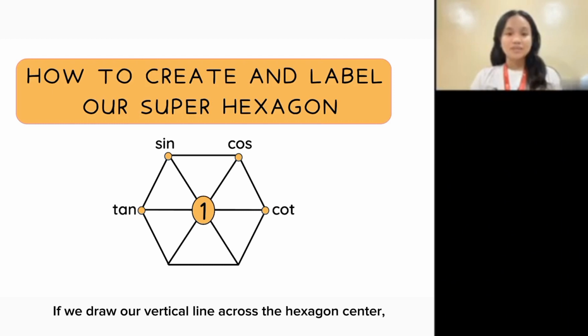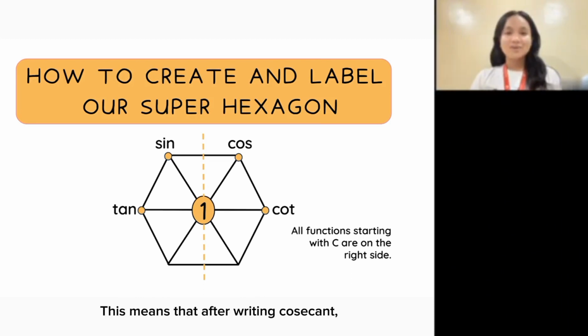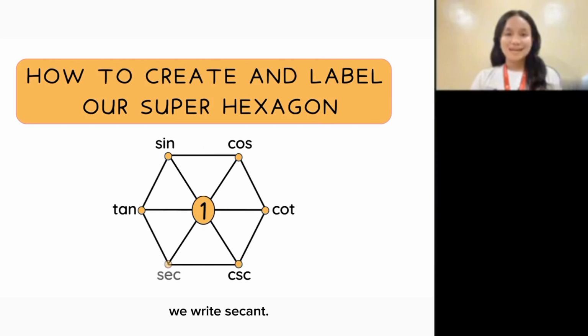If we draw a vertical line across the hexagon center, 3 vertices on the left and right sides will be revealed, allowing us to determine where to place the following functions. To remember what is written in the vertex, we only need to remember that all of the functions on the right side begin with the letter C. This means that after writing cosecant, we write secant.